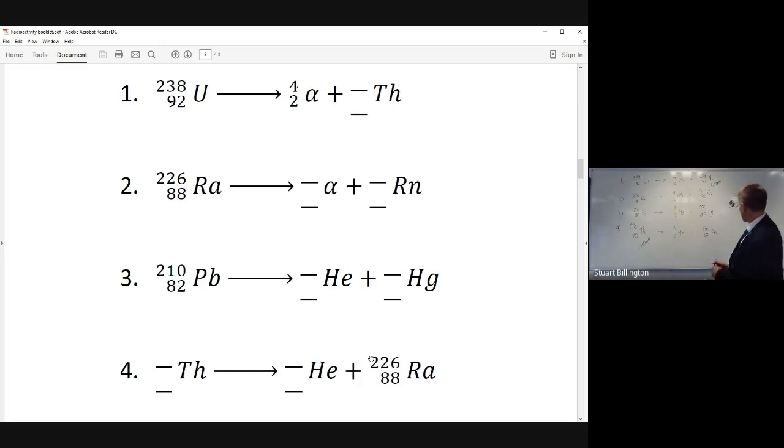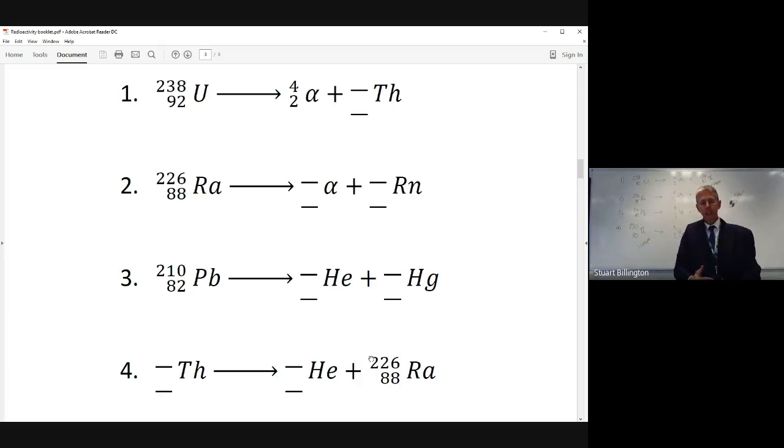Also notice on the board, we got some radium there. So the thorium gets rid of an alpha particle and turns into radium. And then the radium gets rid of another alpha particle and turns into radon.